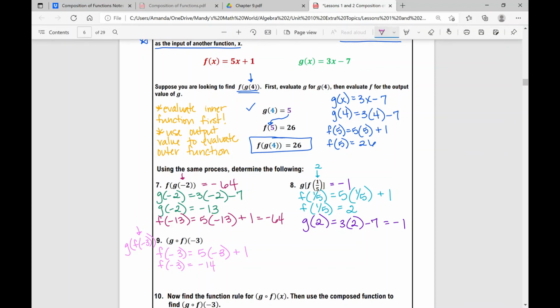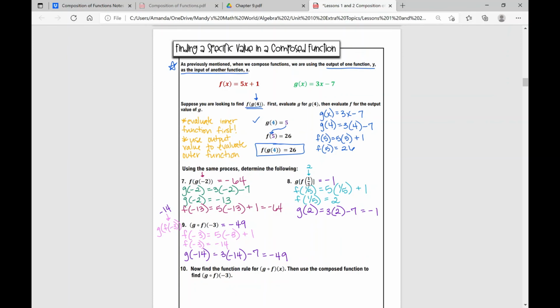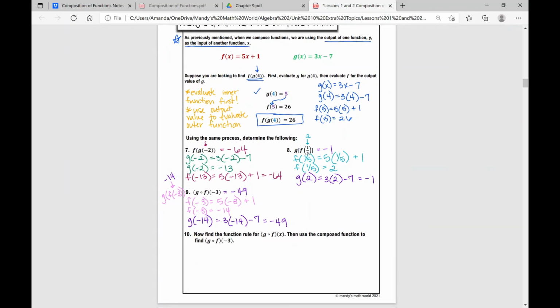Now we're going to evaluate that outer function, which is g. We're finding g of negative 14, right? If f of negative 3 is negative 14, we're now looking for g of negative 14. So 3 times negative 14 minus 7, that's going to be negative 49, which means g of f of negative 3 is negative 49.